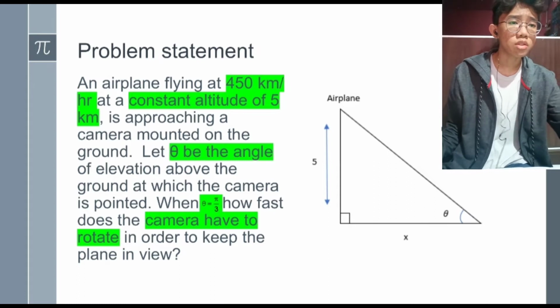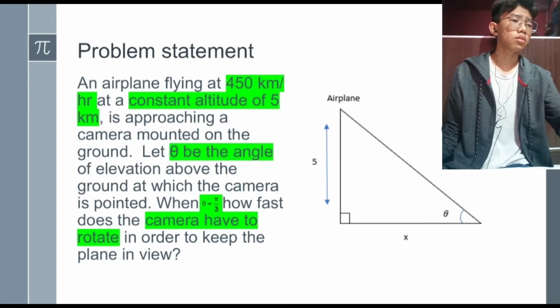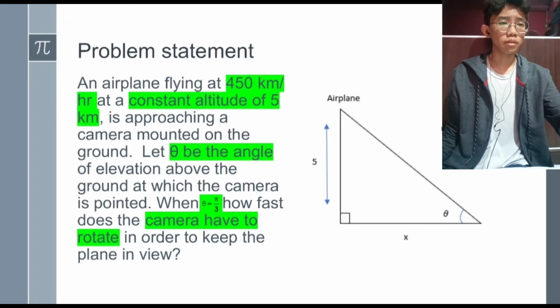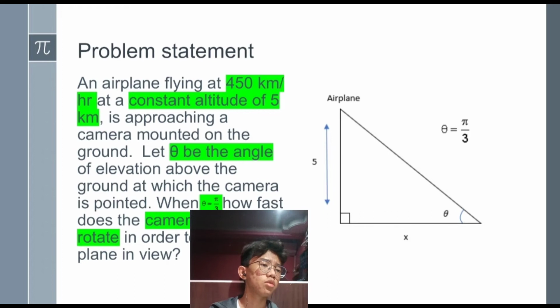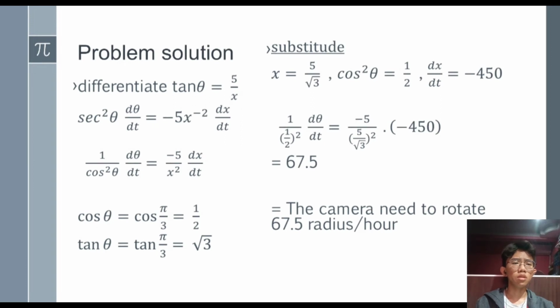Constant altitude of 5 km means 5 km from the ground. So 5 km is opposite to theta, where theta is the camera's angle. This is x, and theta equals pi over 3. Okay, this is the problem solution.